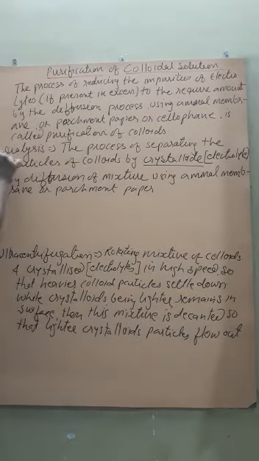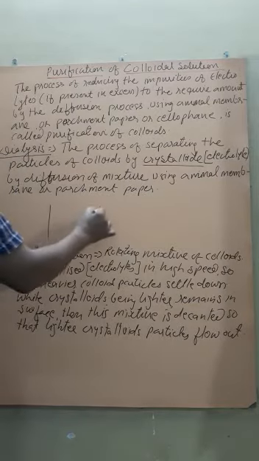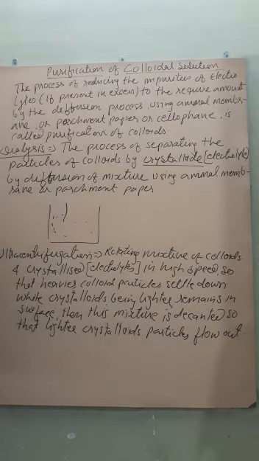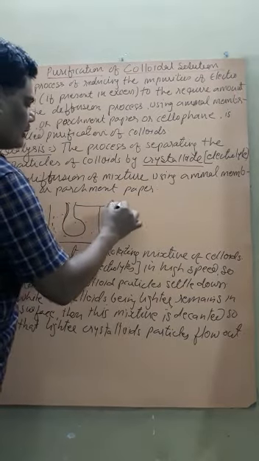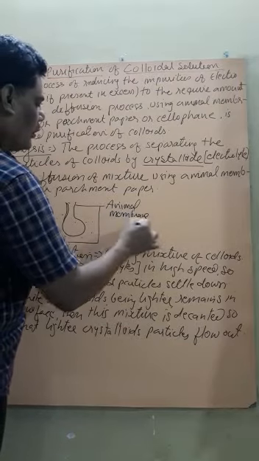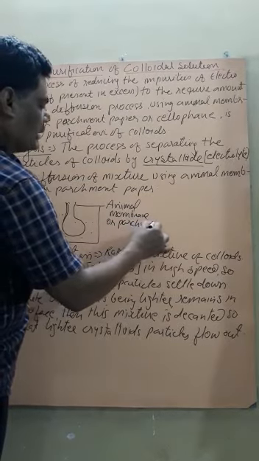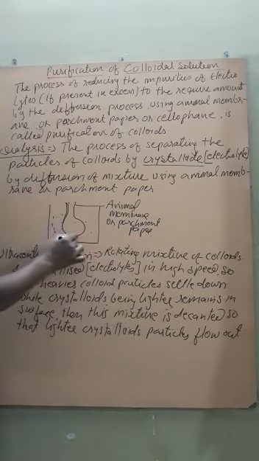Now, what to do? One of the methods is dialysis. In the dialysis method, a vessel contains a large amount of water and a dialysis bag. A dialysis bag is this type of structure made up of animal bladder, animal membrane or parchment paper. Parchment paper consists of a large number of very small pores.